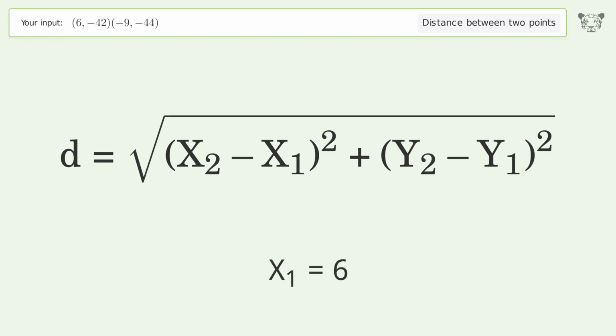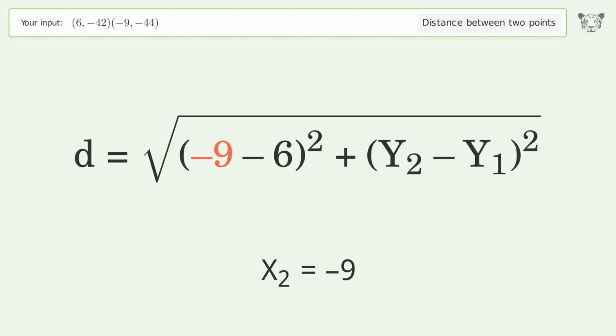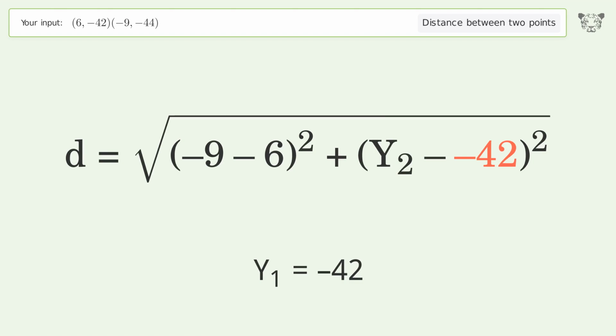x1 equals 6. x2 equals negative 9. y1 equals negative 42. y2 equals negative 44.